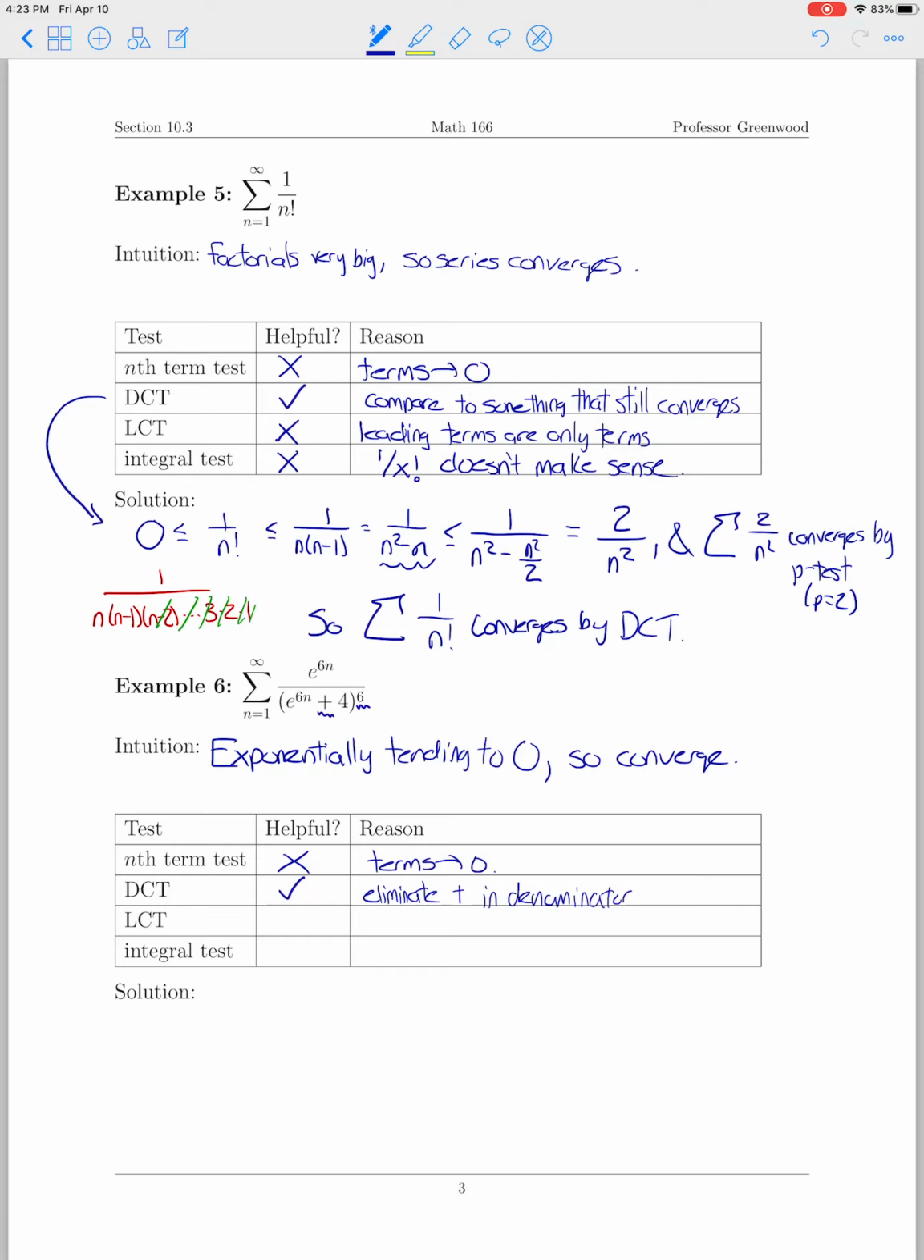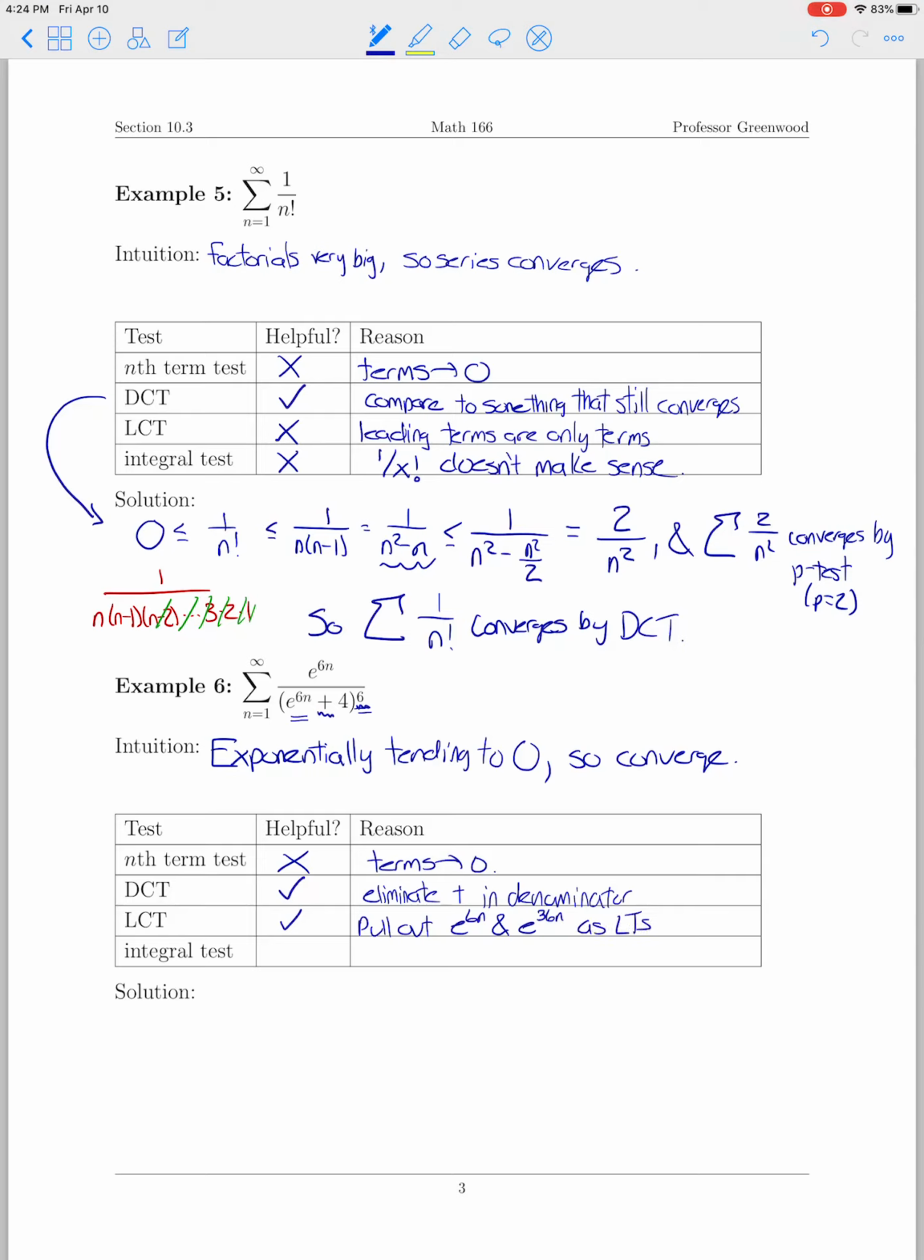The limit comparison test would actually also be helpful in this case because we could pull out the leading terms, which would be the e to the 6n in the top, and then in the bottom we'd have an e to the 6n raised to the 6th. And so that would give me an e to the 36n. And so these are the leading terms.